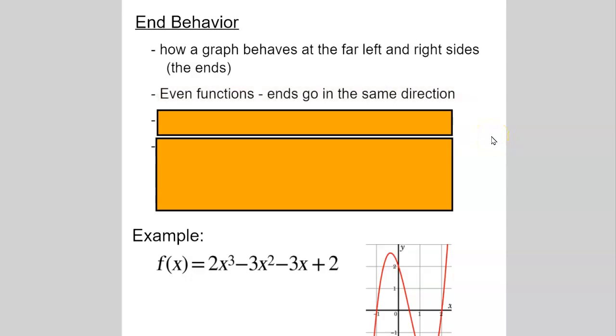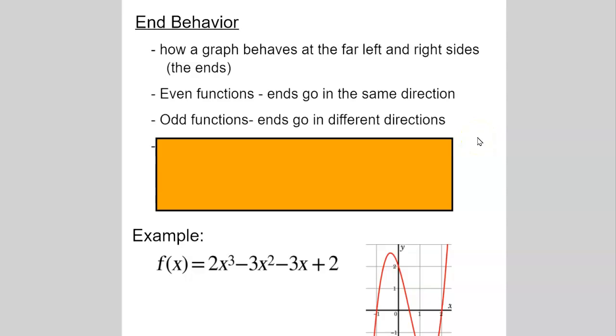With even functions, your ends will go in the same direction. So either both ends will go up or both ends will go down. If it's an odd function, the ends go in different directions. So this is where knowing the degree and whether it's even or odd comes into play, so that we can determine certain things about our graph even before we make it. What should those ends be doing?